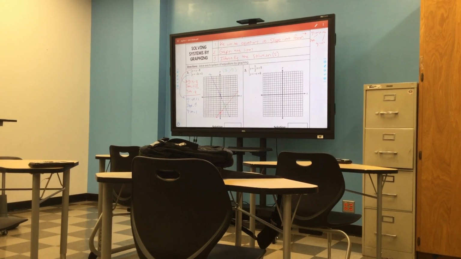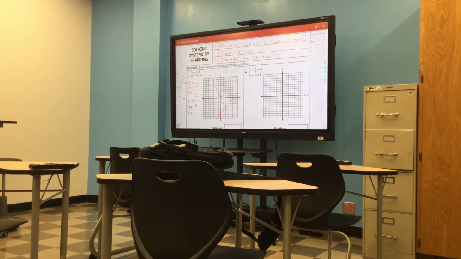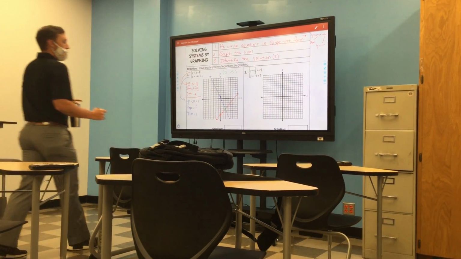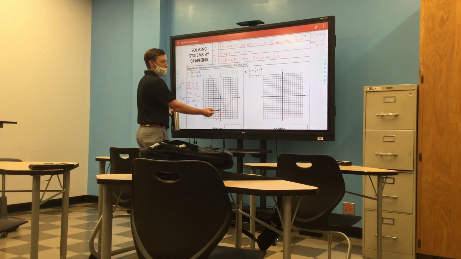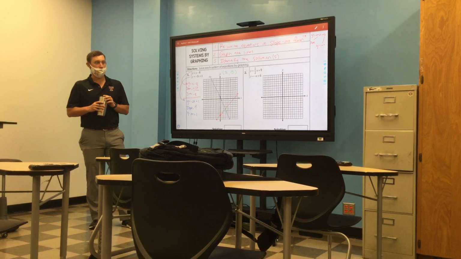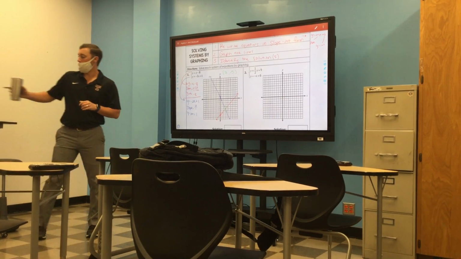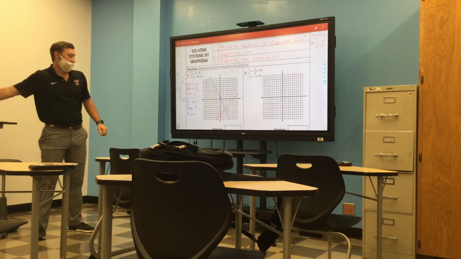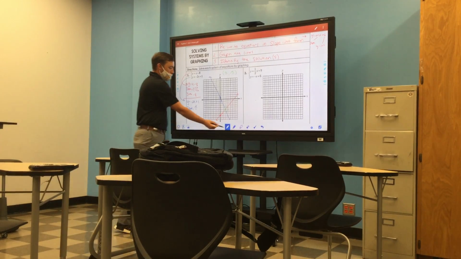Everybody sees the intersection, right? And then from there, we just looked at my intersection, and we found the ordered pair where it's crossing. Everybody's good to go? All right. So let's look at number 2. Let's try number 2.